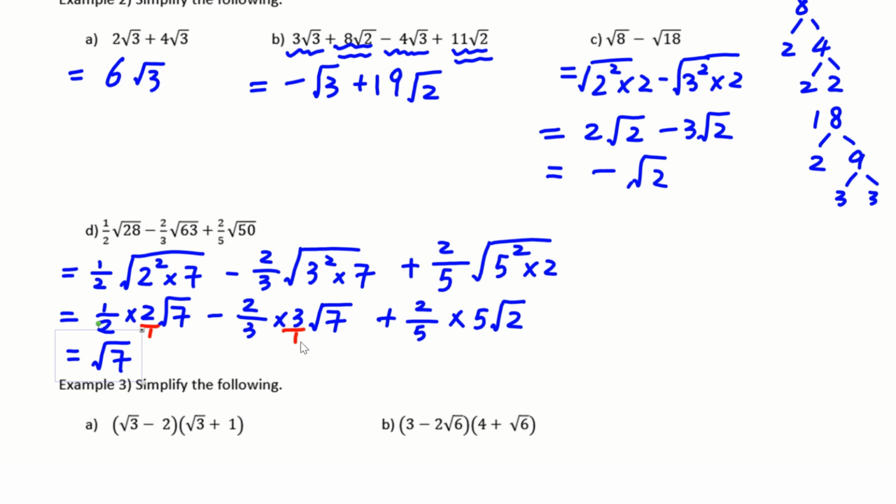This one, numerator times numerator, denominator times denominator. 2 times 3 divided by 3 times 1. The 3s cancel out. You have minus 2, then square root 7.